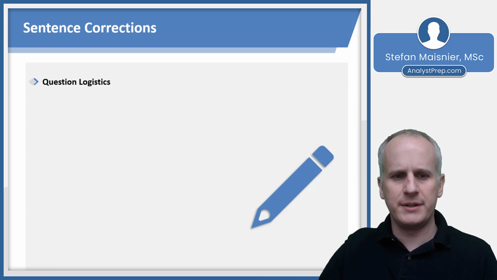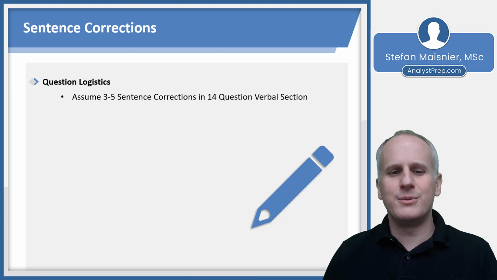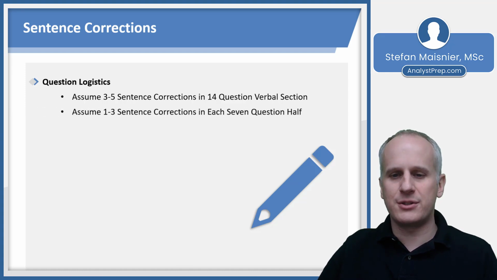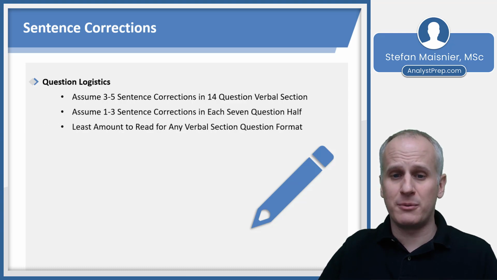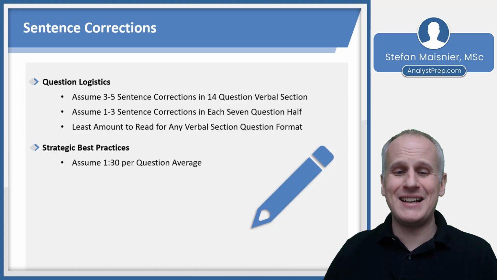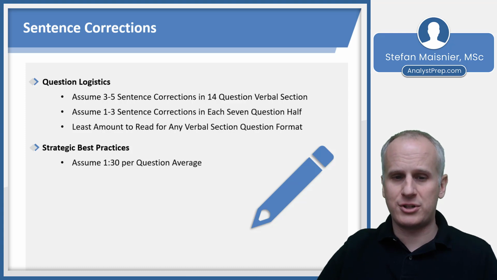So, as always, we know that you're going to assume 3 to 5 sentence corrections in the 14 question verbal section. You're going to have 1 to 3 of those sentence corrections in each 7 question half, and there is the least amount to read in this question format than any other verbal question format. And for that reason, strategically, you want to assume about 90 seconds per sentence correction, even though that's quite a bit lower than the just over 2 minutes per question average that you have in the verbal section.